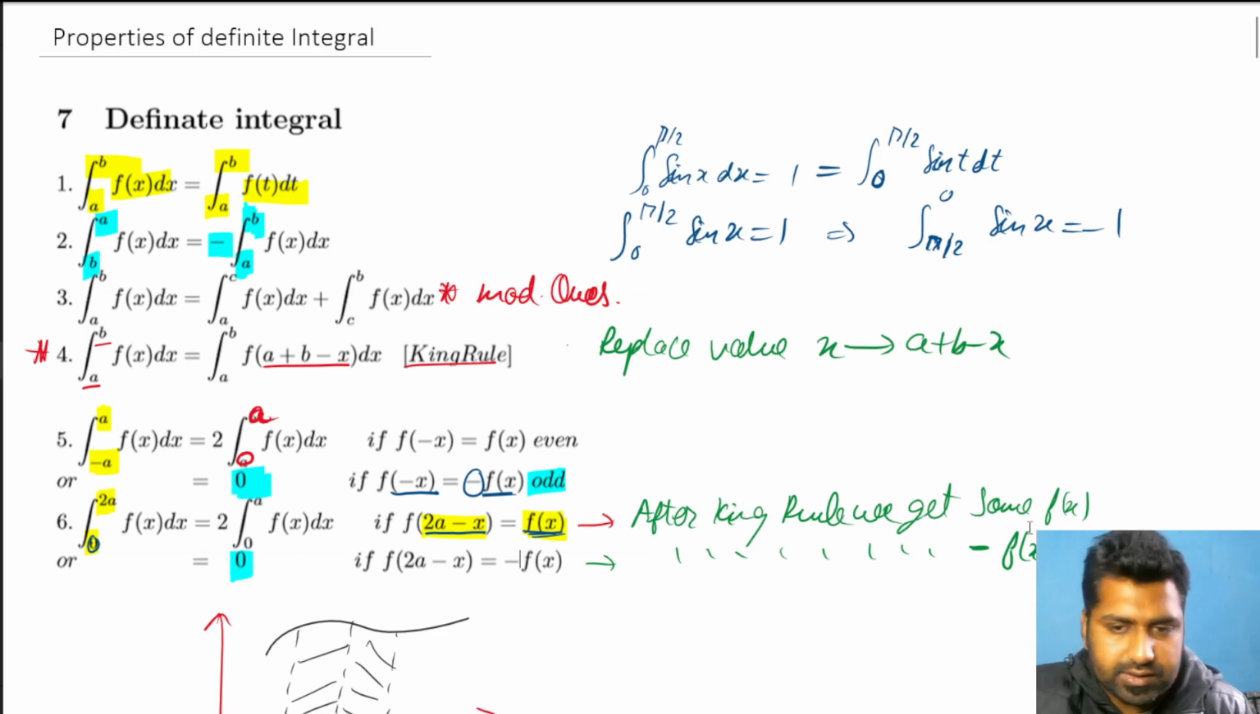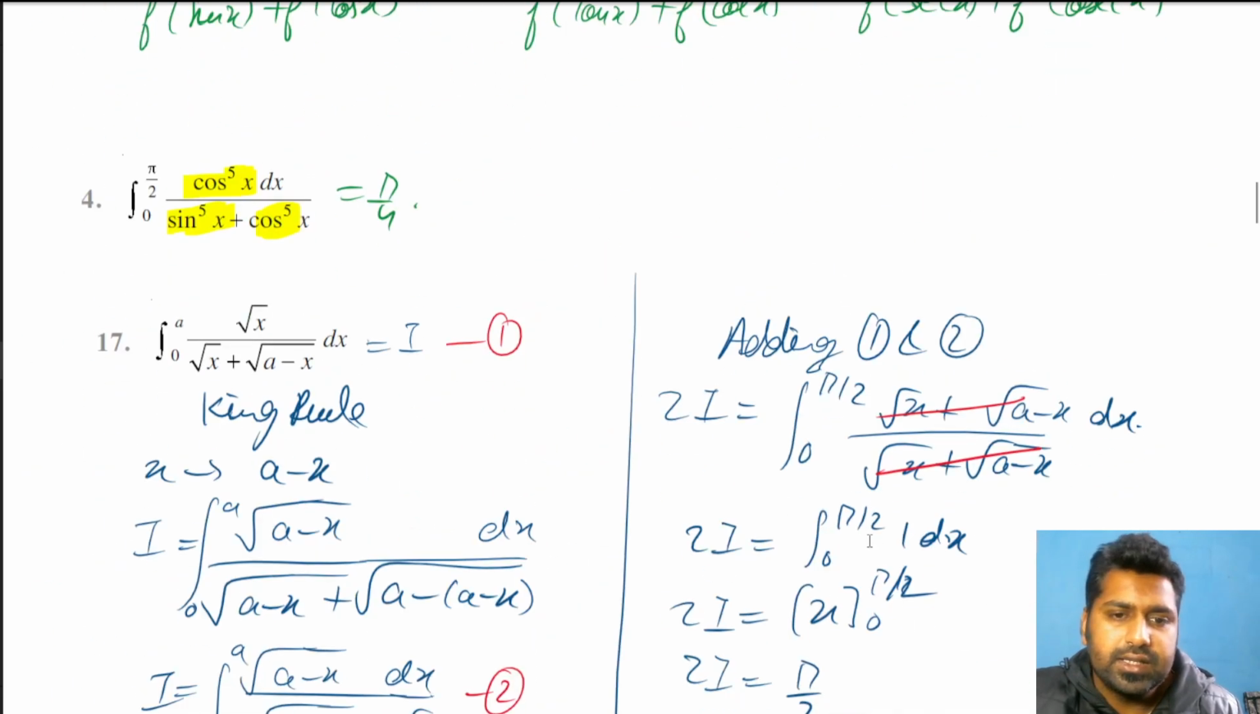After king rule, if you get the same function, just do 2 times integration, with limit 0 to half of whatever the limit was. But if you get negative of f(x), the answer is directly 0.